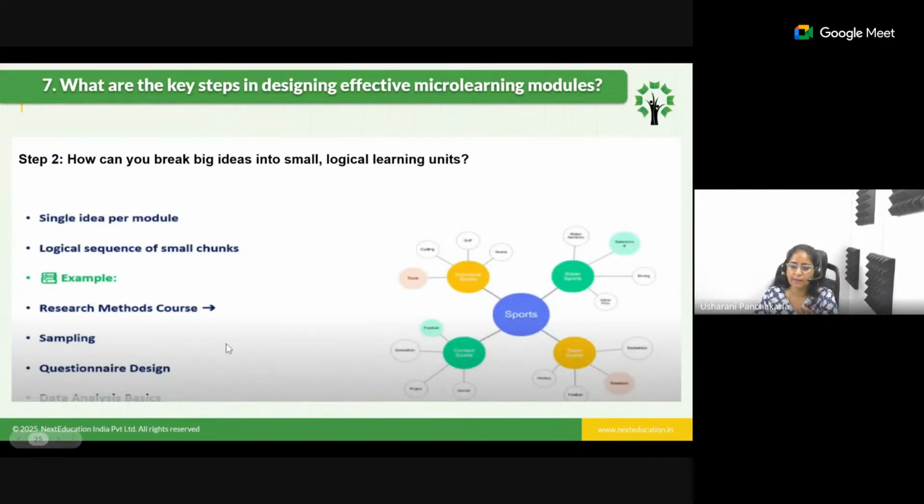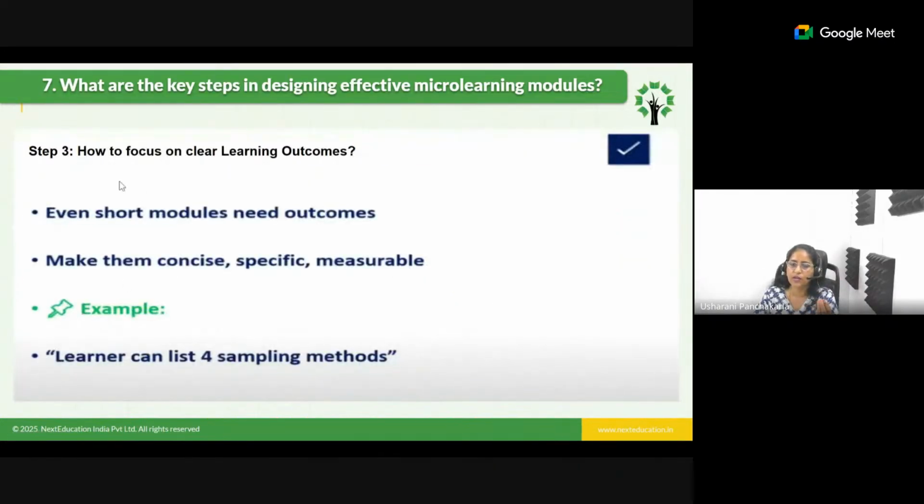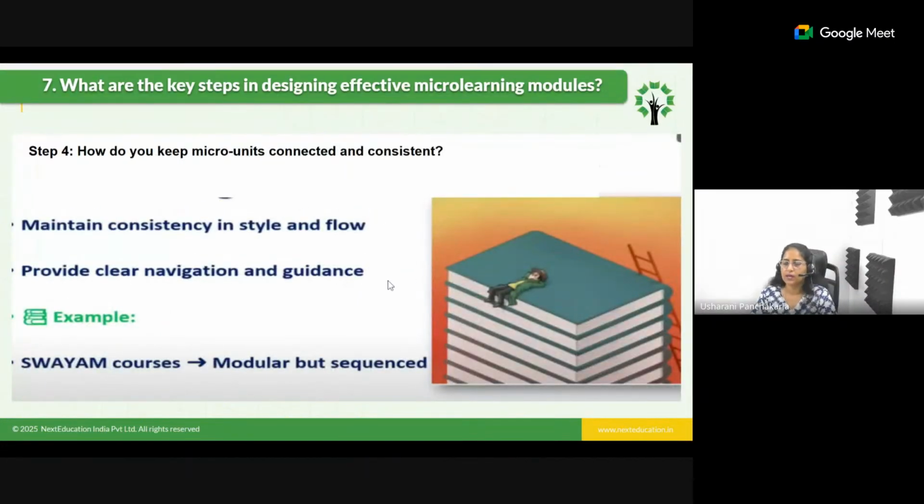And research, sampling, etc. Coming to the next one, how to focus on clear learning outcomes. Even short modules need outcomes. Make them concise, specific, and measurable. Learner can list 4 sampling methods. So here these are the learning outcomes where we are saying even short modules need the outcome. Whatever video you make, make it specific, concise, and with measurable learning outcomes.